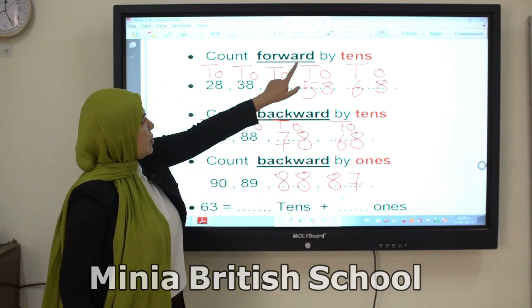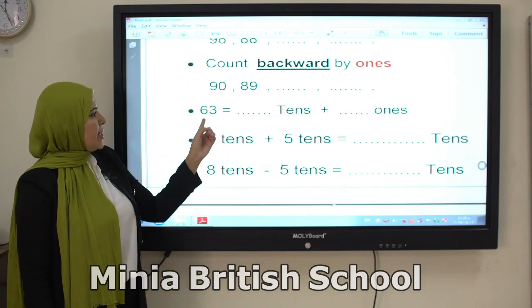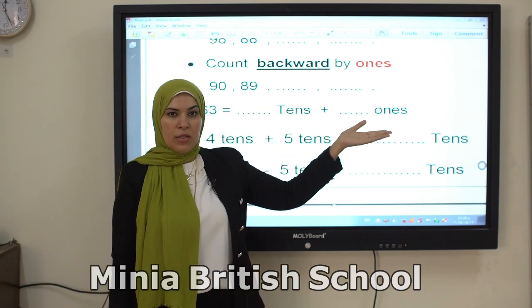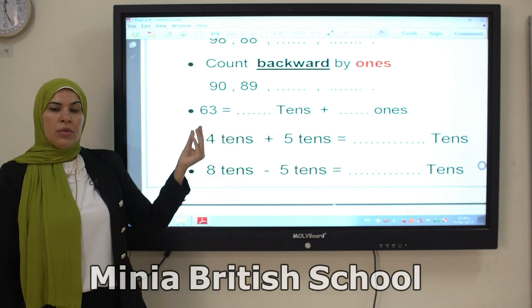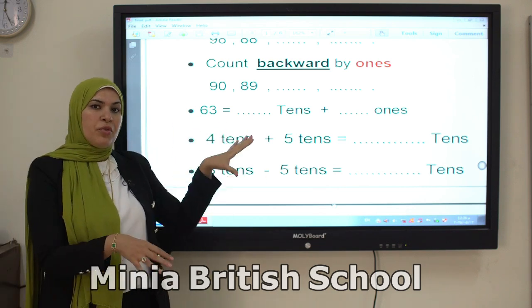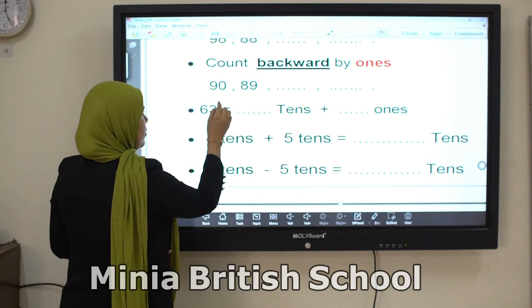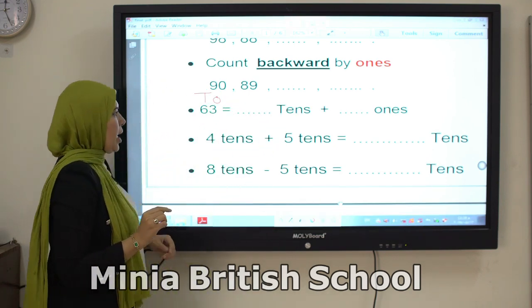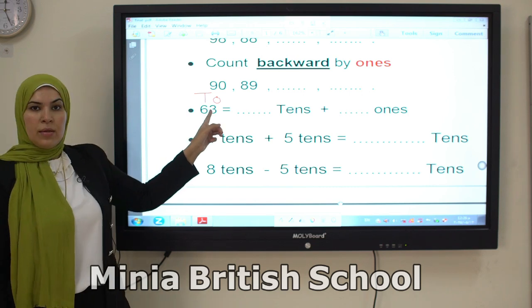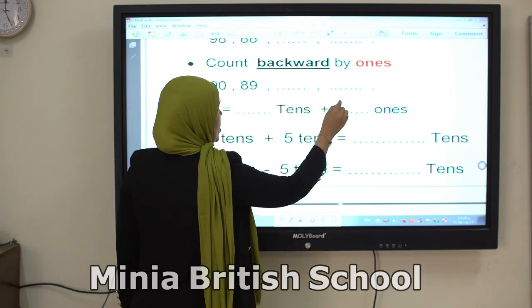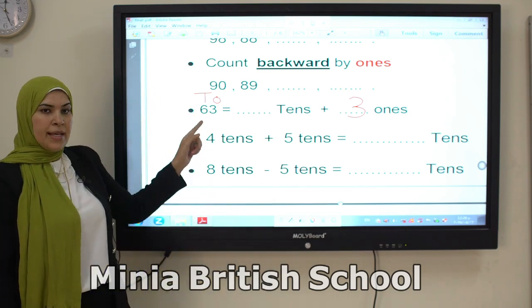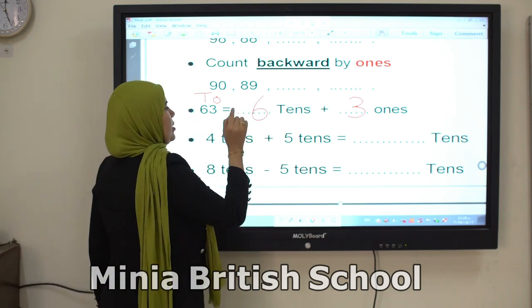Okay, here read the question. 63 equals space tens plus space ones. Here I have a number and I want to put each number in the home. Okay, so first write OT. Okay, and here which number in ones? 3, so put 3 in ones. And which number in tens? 6. So write 6 in tens.